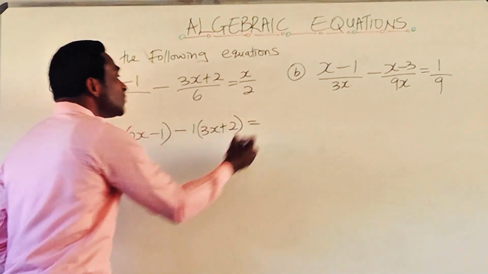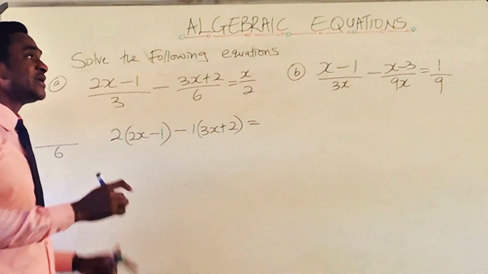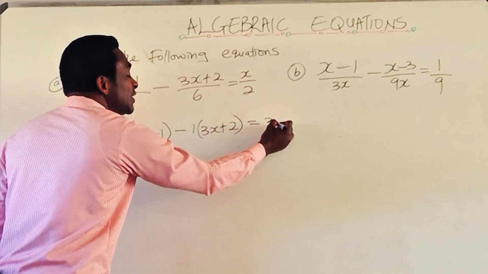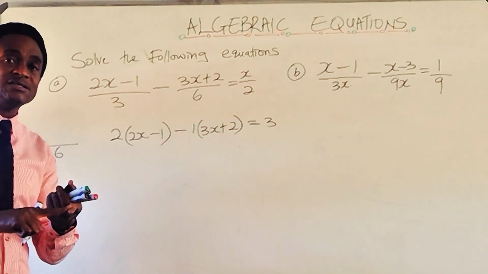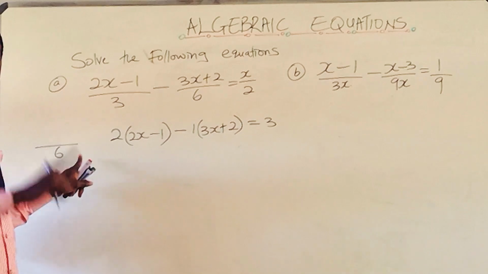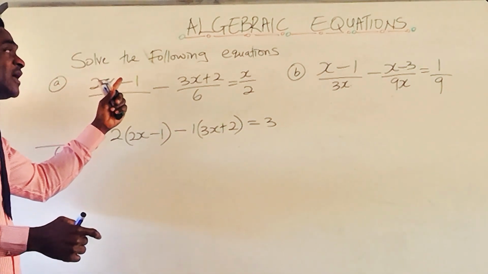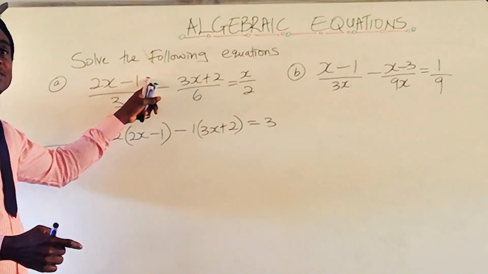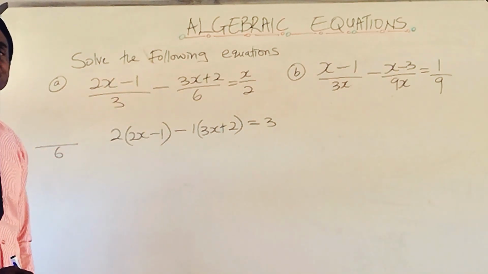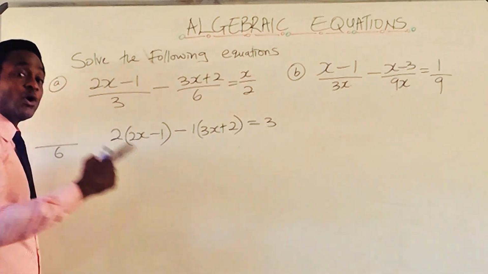And then we go to the last one. 6 divided by 2 is 3. Multiply with the numerator. Remember the process? Get the LCD, divide the LCD with each denominator, and then multiply your answer for each fraction with your numerator. And then simplify, you will get the value or the values of x.